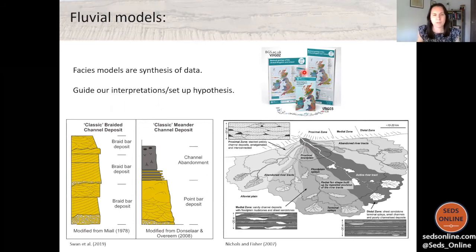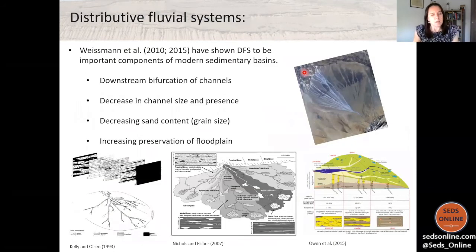So that they're very much very helpful for us. So I'm going to be concentrating, unsurprisingly, on talking about distributive fluvial systems and models relating to these systems. Distributive fluvial systems can otherwise be known as terminal fans, fluvial fans, humid fans, mega fans. I'm just using the term distributive fluvial system, or DFS, that encompasses all of those different terms.